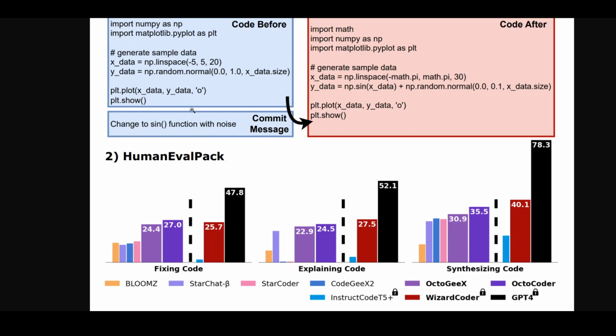What is happening here is that they're creating a CommitPack with 4 terabytes of Git commits across 350 languages, and then they are introducing models like OctoCoder and OctoGeeX using HumanEvalPack.